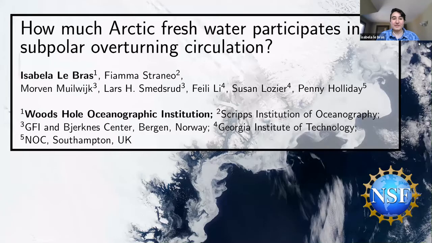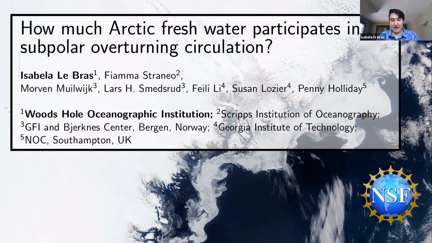So I will be talking about some work that was recently published in the Journal of Physical Oceanography. I started this work when I was a postdoc with Fram Strait at Scripps Institution of Oceanography. We were trying to answer this question: how much Arctic freshwater participates in the subpolar overturning circulation? The rest of my collaborators are listed on this slide.